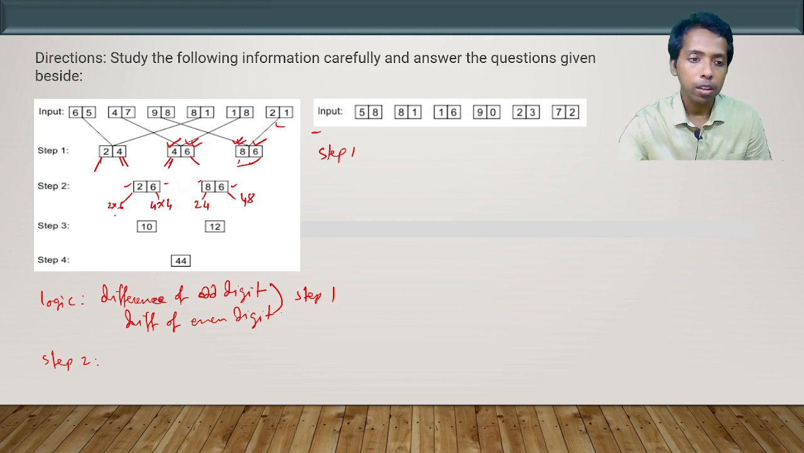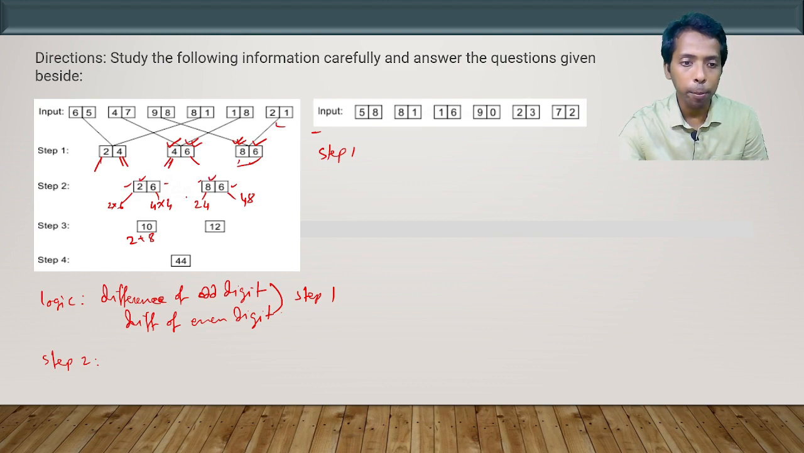Okay. And now step 3. In step 3, yeah, step 3 is easy. 2 plus 8, the first digits of both numbers, and the second digits of both numbers. Right. In step 4, now this is simple. 10 plus 12, this is 22. 22 gets multiplied by 2. This gets step 4.